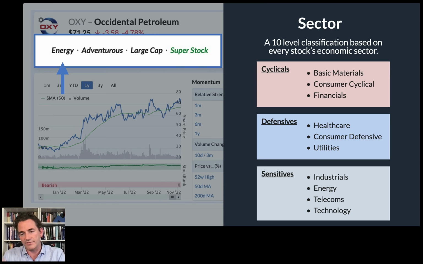Industrials, you've got everything from hard machinery to softer industrials. Energy, which includes renewables, uranium, oil and gas. Telecoms, phones everywhere, and technology. So those are the 10 key major buckets, and making sure you have diversification across either the super sectors, cyclicals, defensives, and sensitives, or across at least several of the sectors themselves.